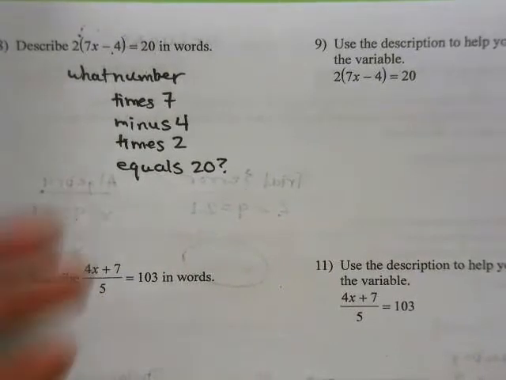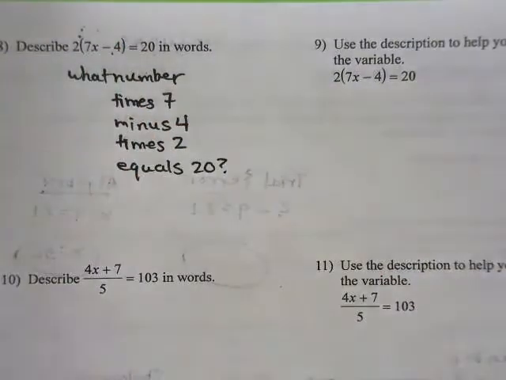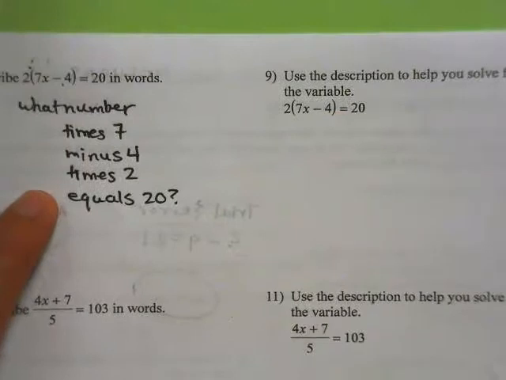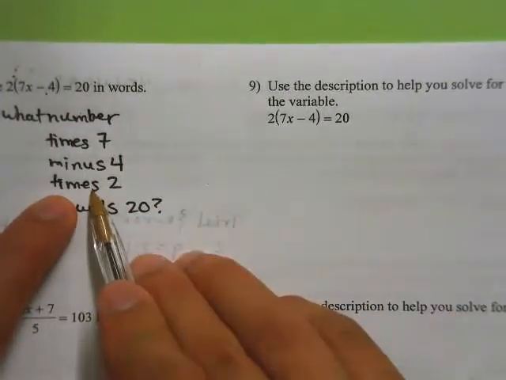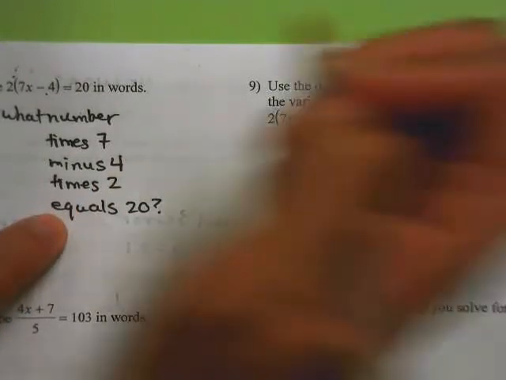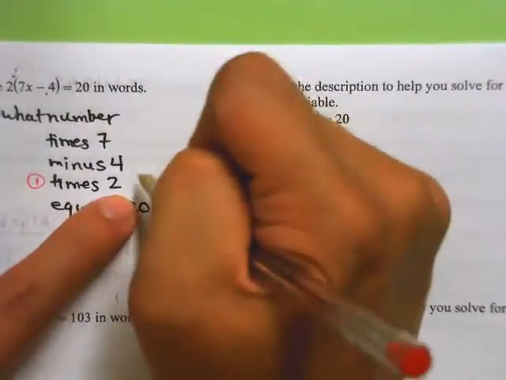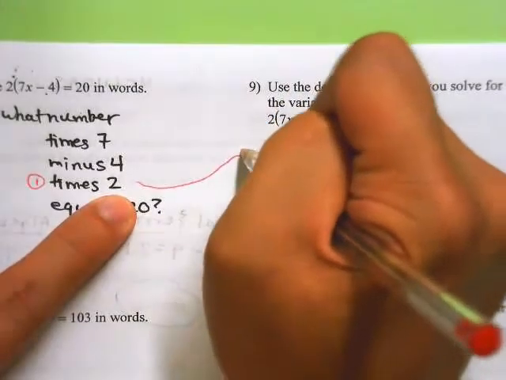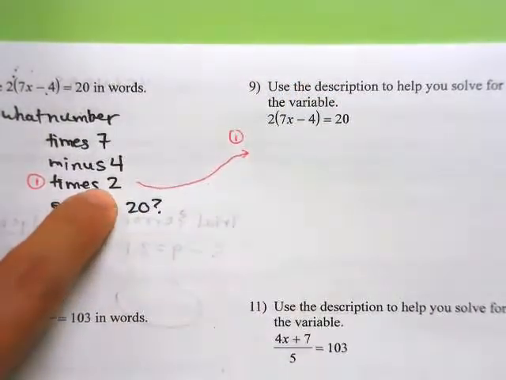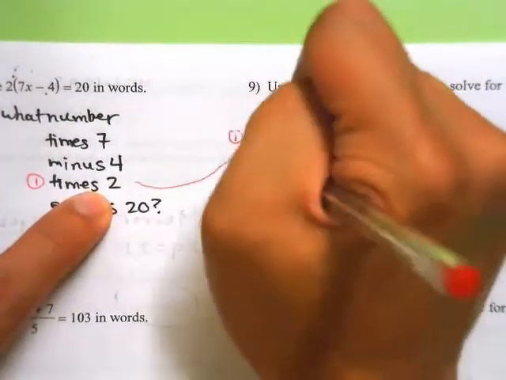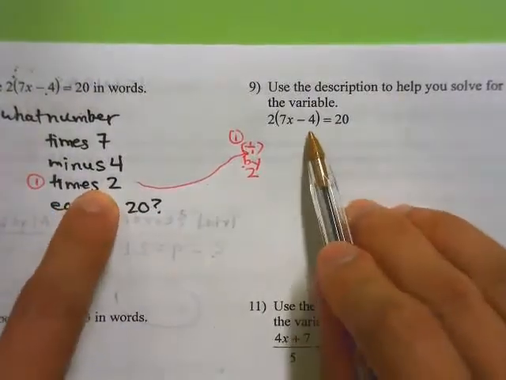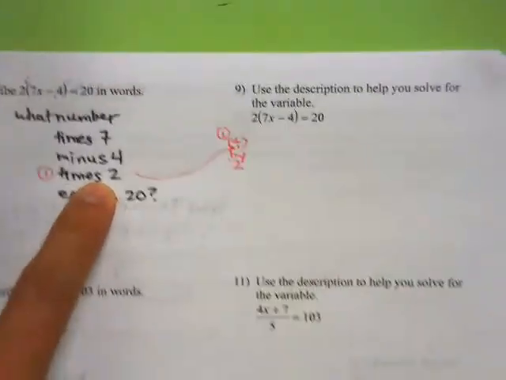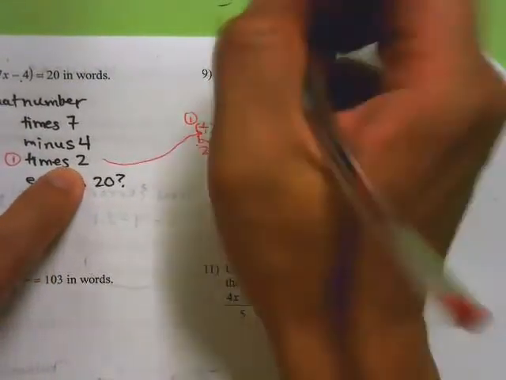Now let's use a description to help us solve for the variable. Same equation. What we described last, we're going to do first. We described the times 2 last. We're going to do that first, but the opposite. The opposite of times 2 is divide by 2. So that's going to be our first step to solve for the variable. We're going to divide by 2 on both sides. Let's go ahead and do that.